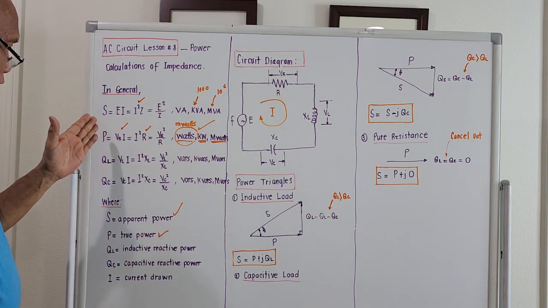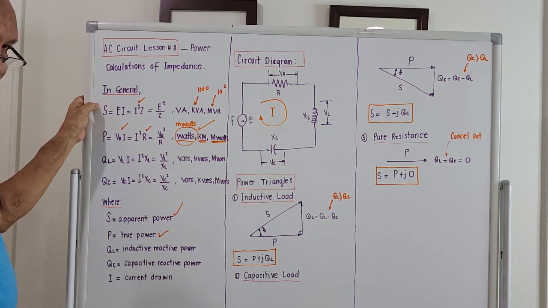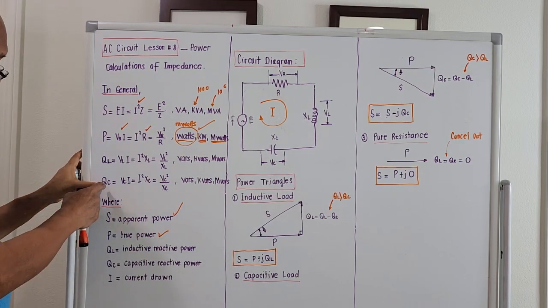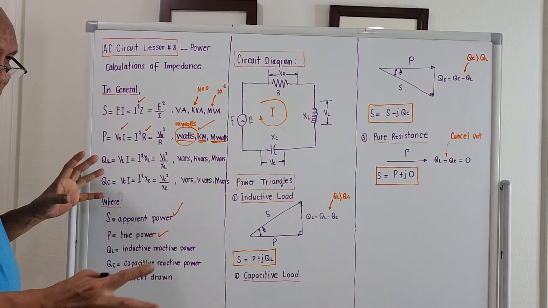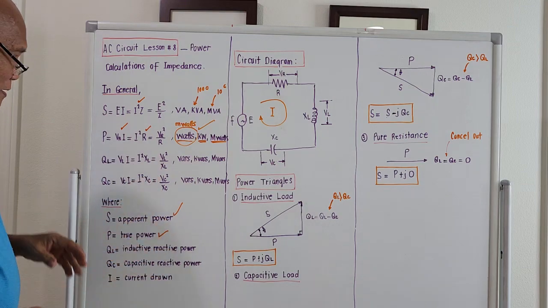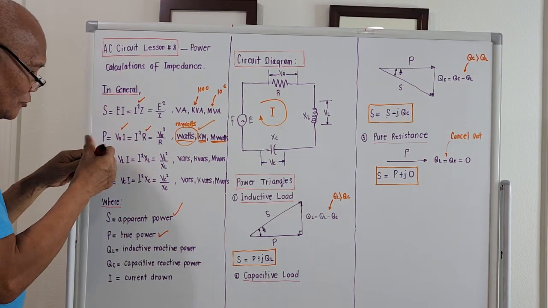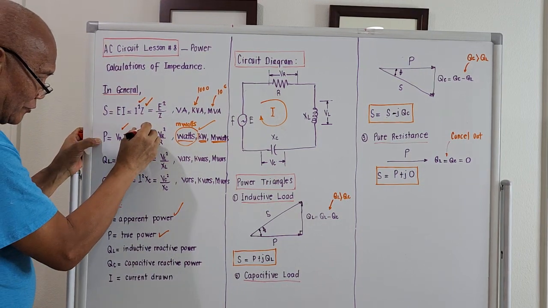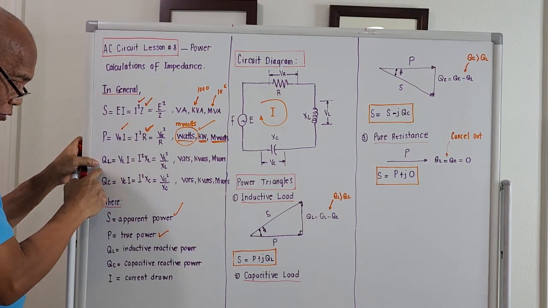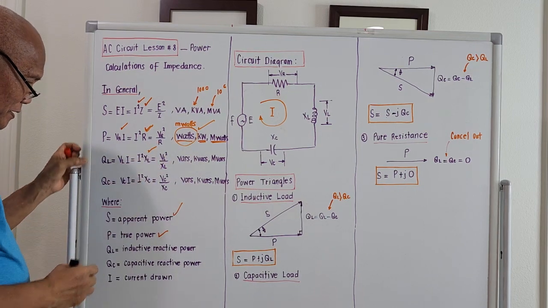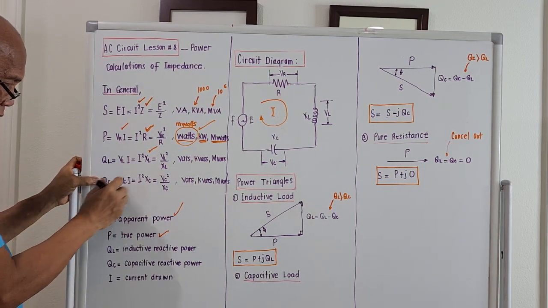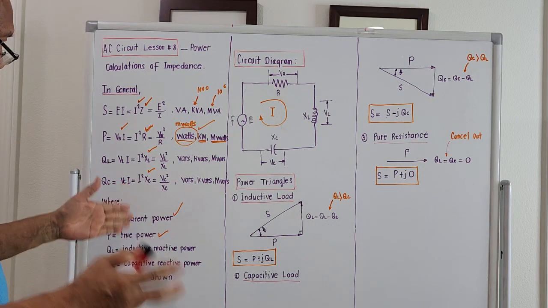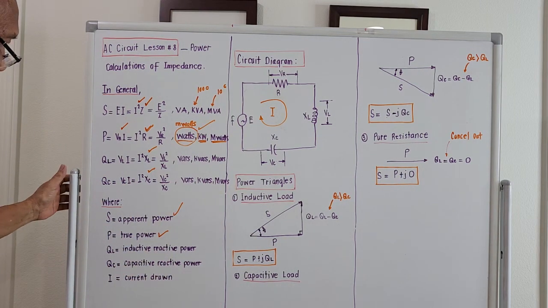Okay? So in the computation of the apparent power, true power, reactive power for inductance, and reactive power for capacitance, they look similar. Only that for apparent, we are referring to impedance. For true power, we are referring to resistance. For Q sub L, we are referring to inductive reactance. And for Q sub C, we are referring to capacitive reactance.